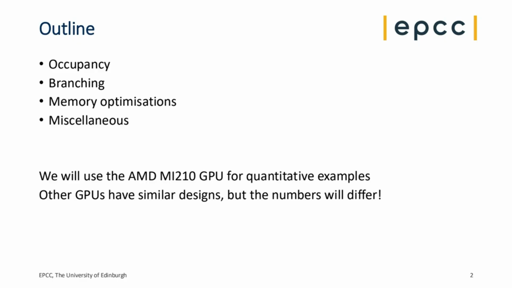Then I'm going to talk about branching, and how that is bad for GPU performance. And then I have some discussion, talk about memory optimizations, or how you can organize your data within memory so that you're reducing the amount of time needed to take data from where it actually is to where it's needed. And then lastly, just a few miscellaneous topics at the end that didn't fit in any of the previous topics.